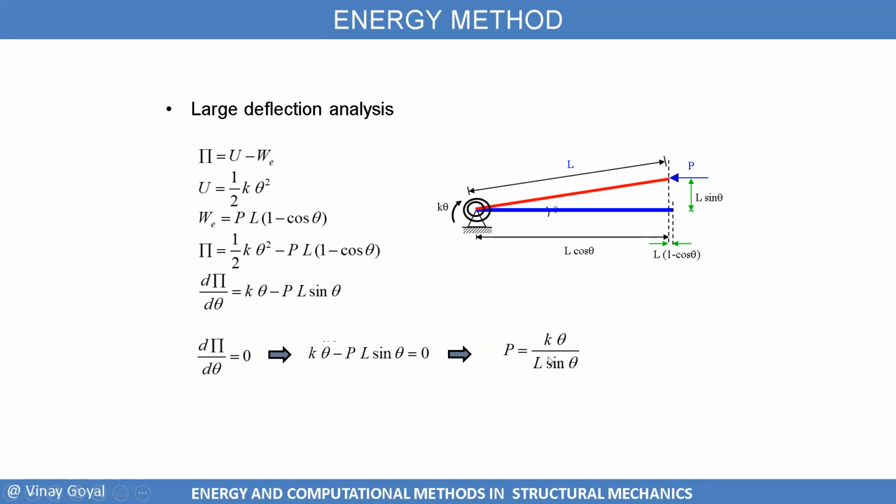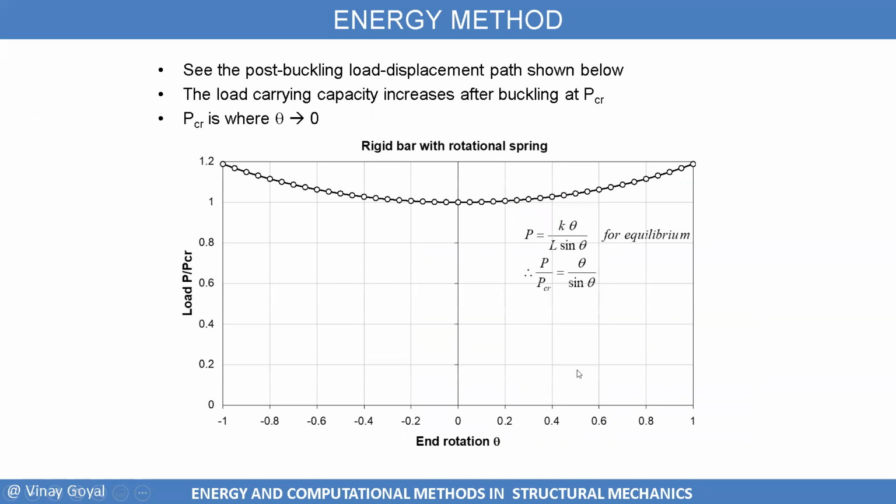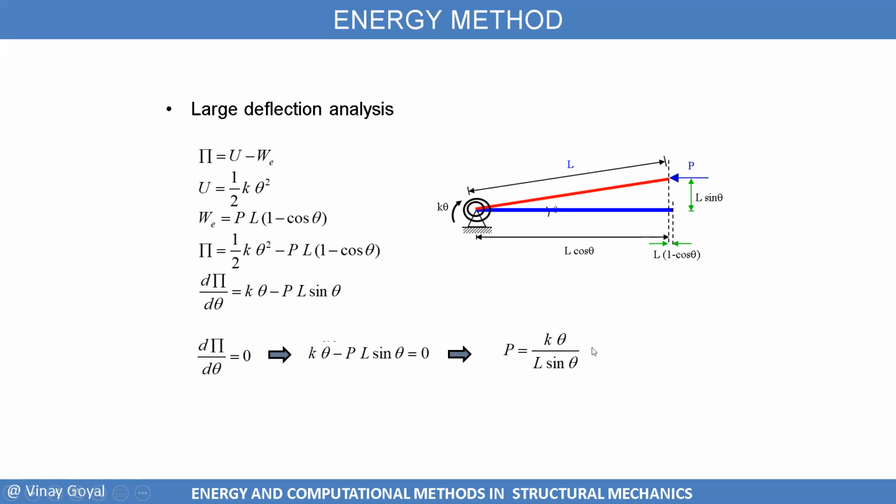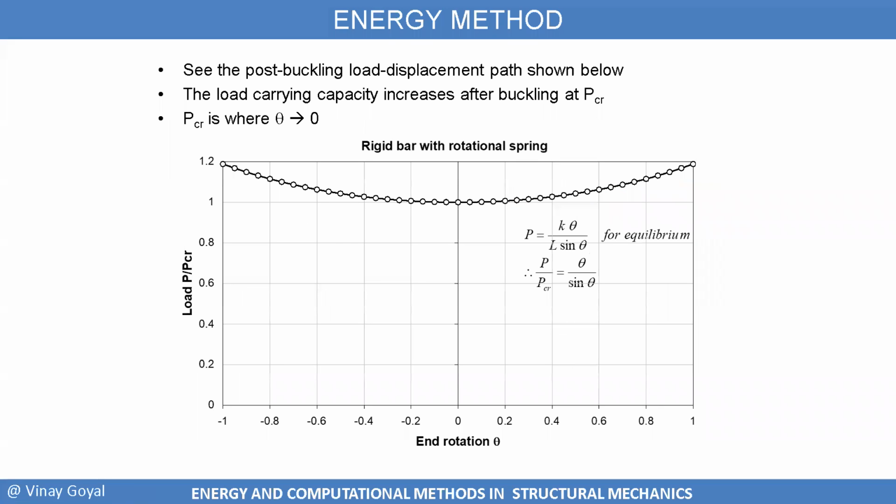So once I get to this point, P equals k theta divided by L sine theta, I can now plot what is going on. We can look at the post-buckling behavior very clearly, and the load carrying capacity increases after buckling at P critical. So I can plot this now. I get P equals k theta divided by L sine theta. And if I call k over L P critical, then I have P over P critical equals theta divided by sine theta.